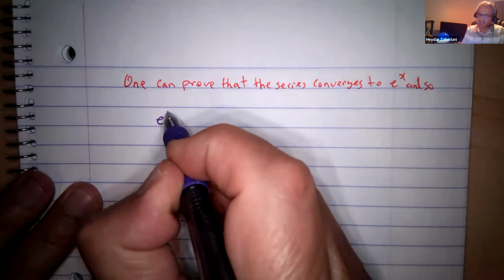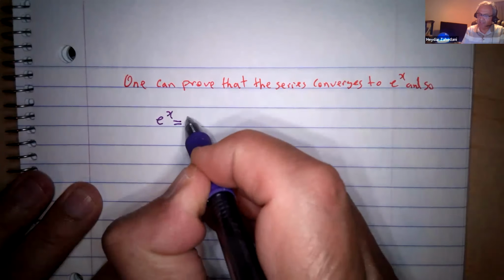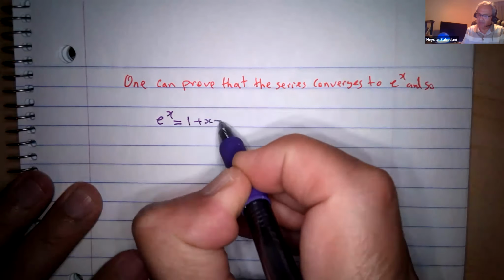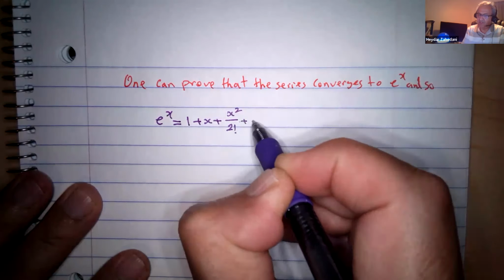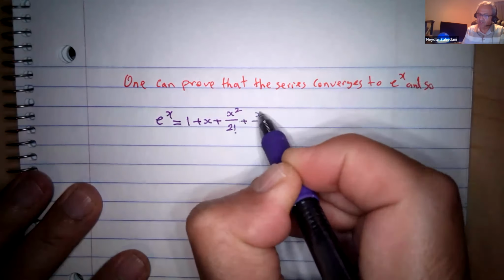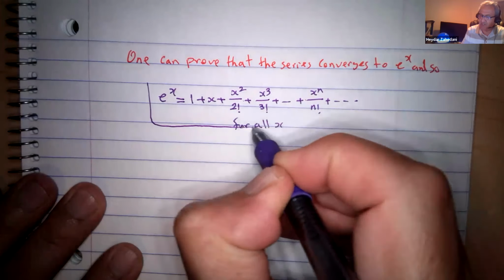You see, e to the x is equal to 1 plus x plus x squared over 2 factorial, plus x to the third over 3 factorial, going on forever. So the general term would be x to the n over n factorial. And the radius of convergence is going to be infinity. So this is going to be true for all x. Very useful. You can use it anytime you like.